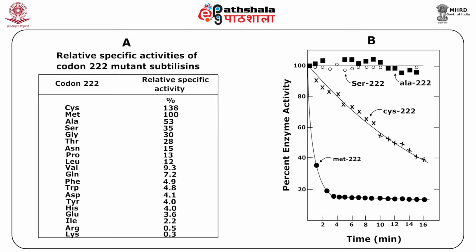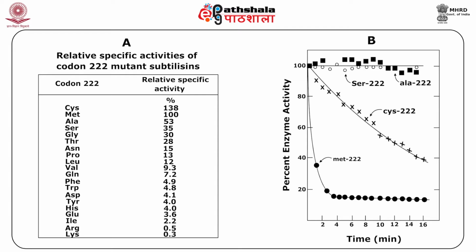But like methionine, remember cysteine also possesses an S group. So this cysteine is also prone to oxidation. The next in the list is a replacement with alanine, which though had only 53% specific activity, is unaffected by the presence of bleach. So this substitution imparted stability to the enzyme in the presence of a strong oxidizing agent like bleach. So this is one of the successes of enzyme or protein engineering field.